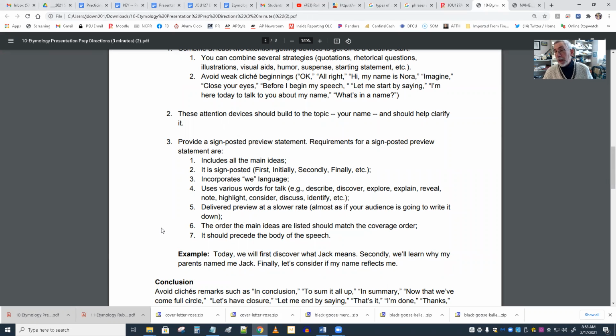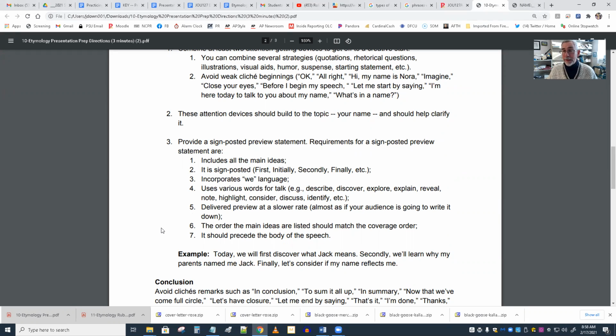we'll talk about the history of the name Jack, which has been around for a very long time. Good. Second, we'll discuss how I got my name and what happened that I got this name and what my family says about it. And third, we'll talk about what I feel about my name and how I think it does reflect me, or accurately reflects me. So that's my signposted preview statement.